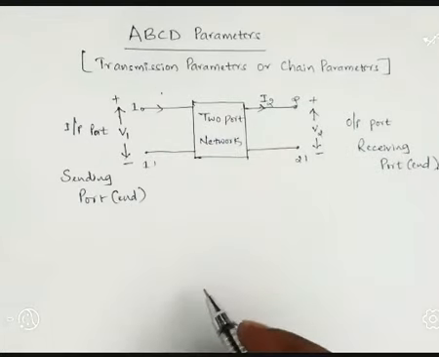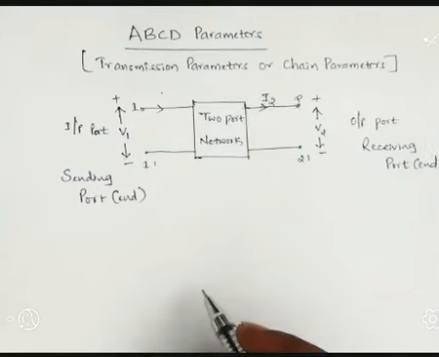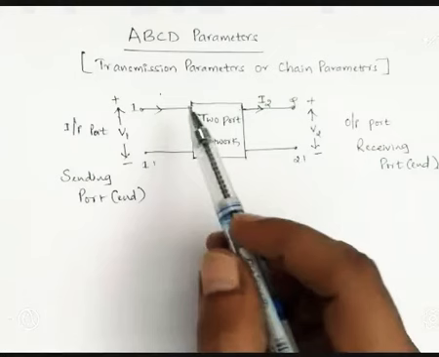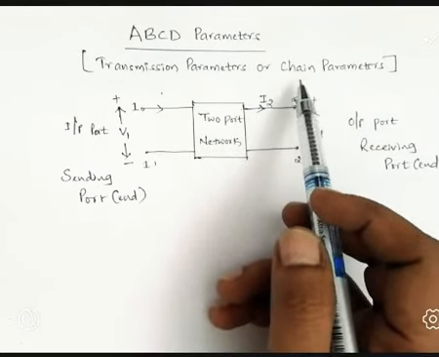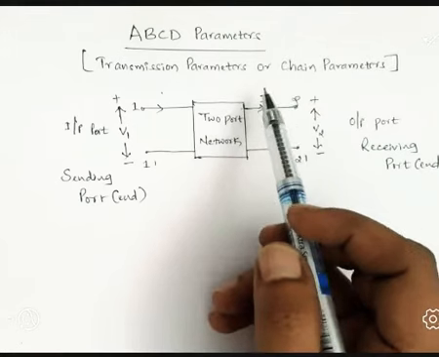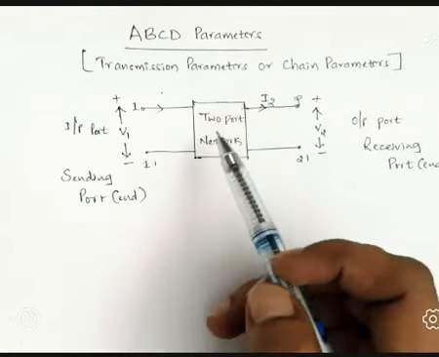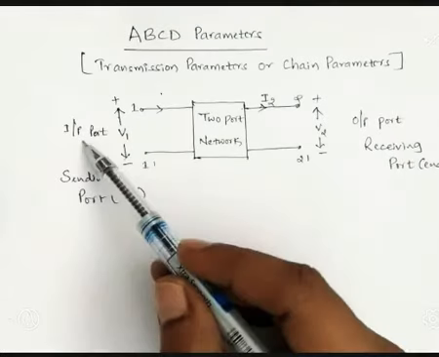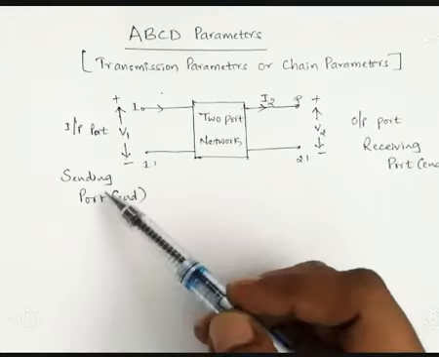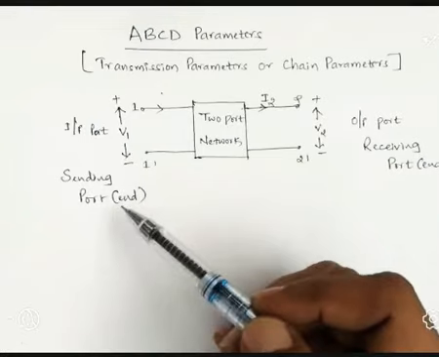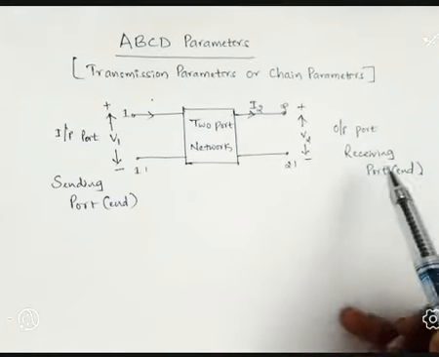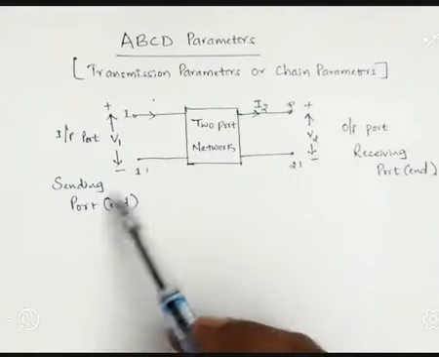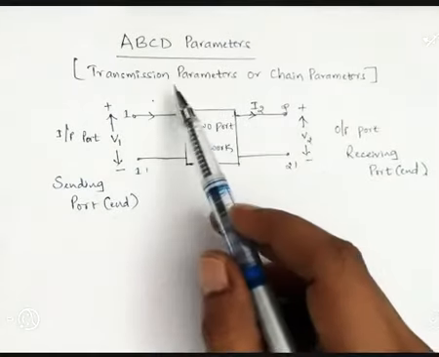Yes, in this session, we are going to discuss ABCD parameters. ABCD parameters are also called transmission parameters, or chain parameters, because these are generally used in the analysis of power transmission, in which the input port is referred to as the sending end or sending port, while the output port is referred to as the receiving end or receiving port. Because we are transmitting the information from sending to receiving, they are called transmission parameters.